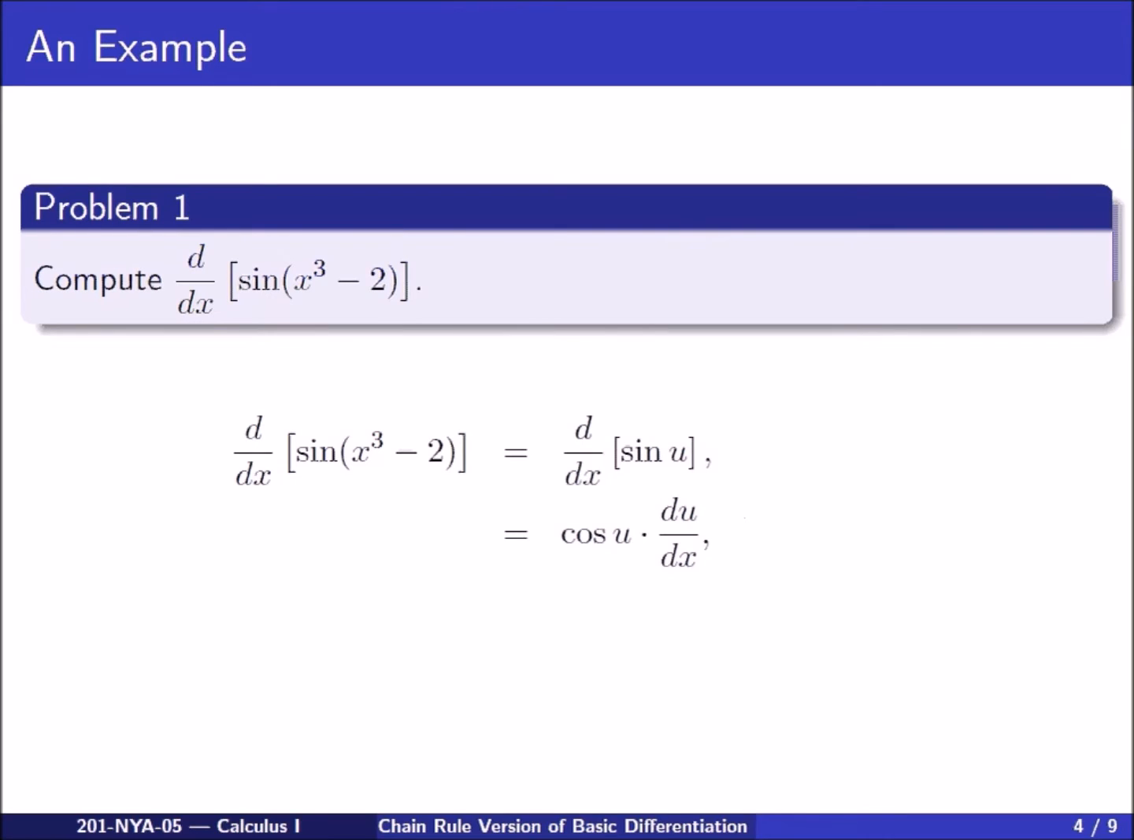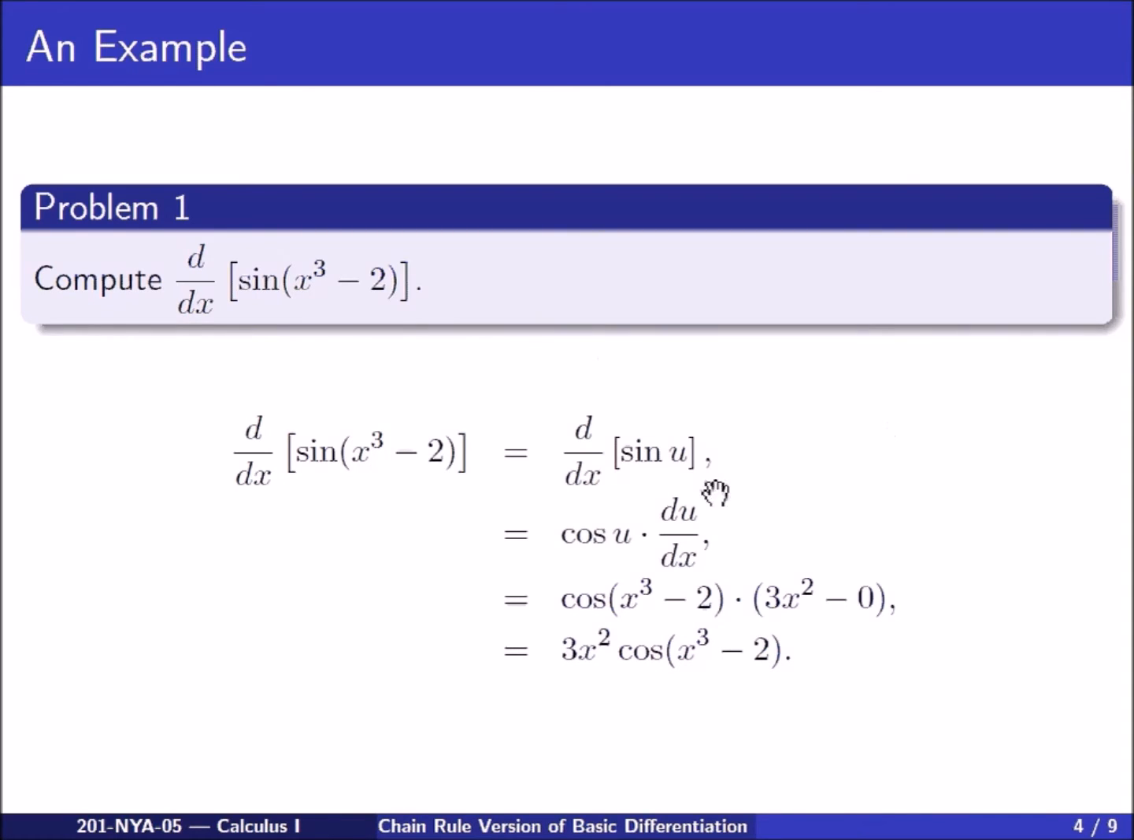So now I just replace u by what it is. It's x cubed minus 2, and du/dx by what it is, which is the derivative of that function, x cubed minus 2. So that's 3x squared minus 0, and I'm done. The only thing I will do is put that 3x squared in front of the cosine to avoid any confusion, and that's it, and then we're done.